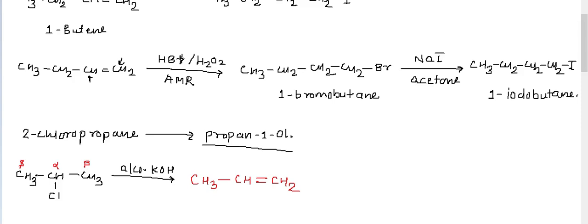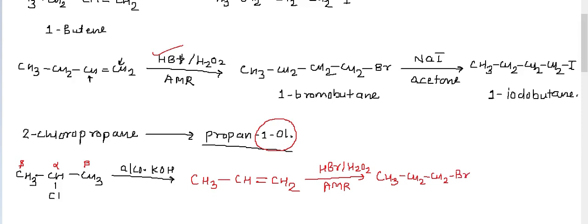Now we want something at the first position. Again, look at this first position. Now we know the method, we have already done it in the previous problem. Let's add HBr in presence of H2O2. We will do the addition as per anti-Markovnikov's rule, then CH3 CH2 CH2 and Br, and then we can treat it with aqueous KOH or NaOH to form CH3 CH2 CH2 and OH. So now we have got 1-propanol or propan-1-ol.